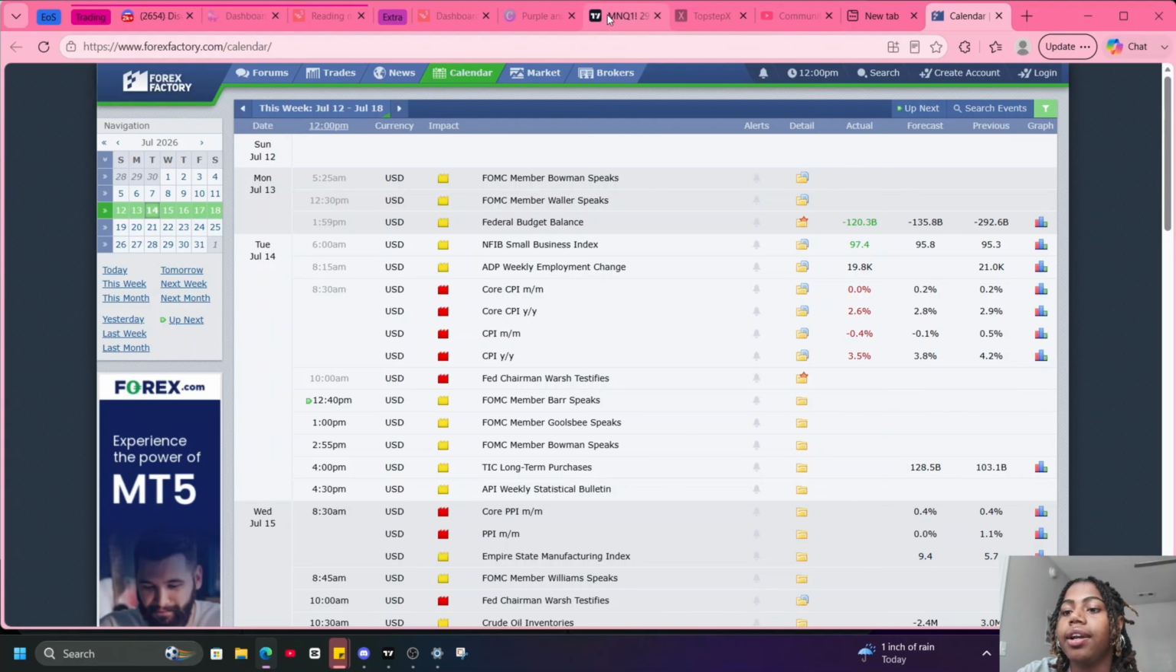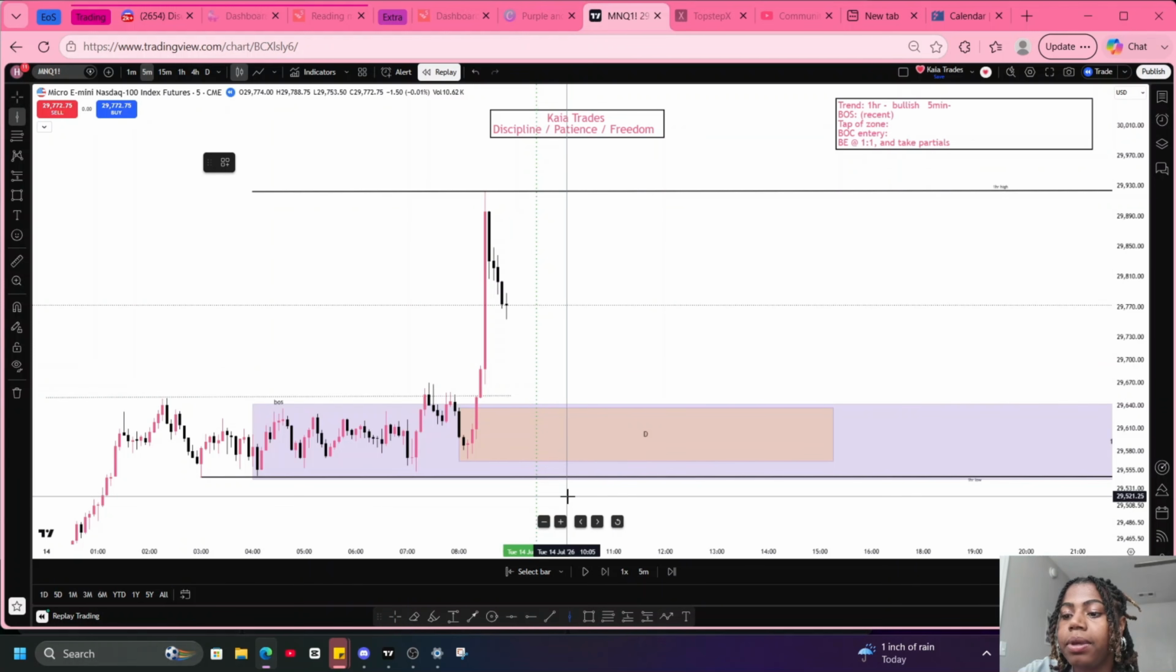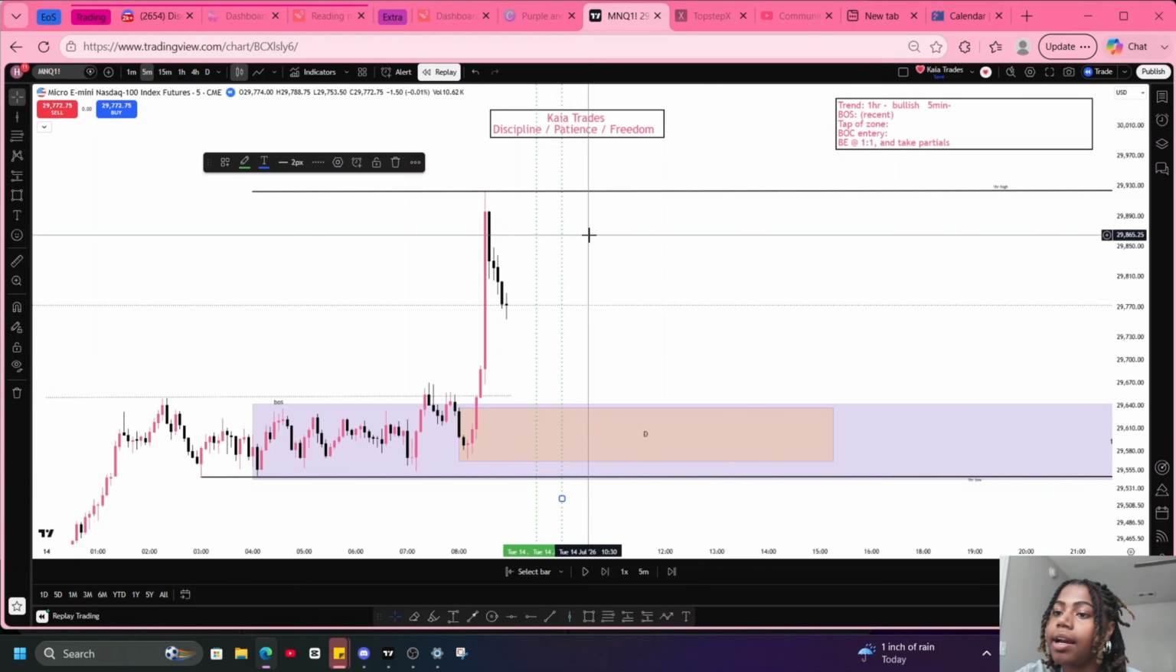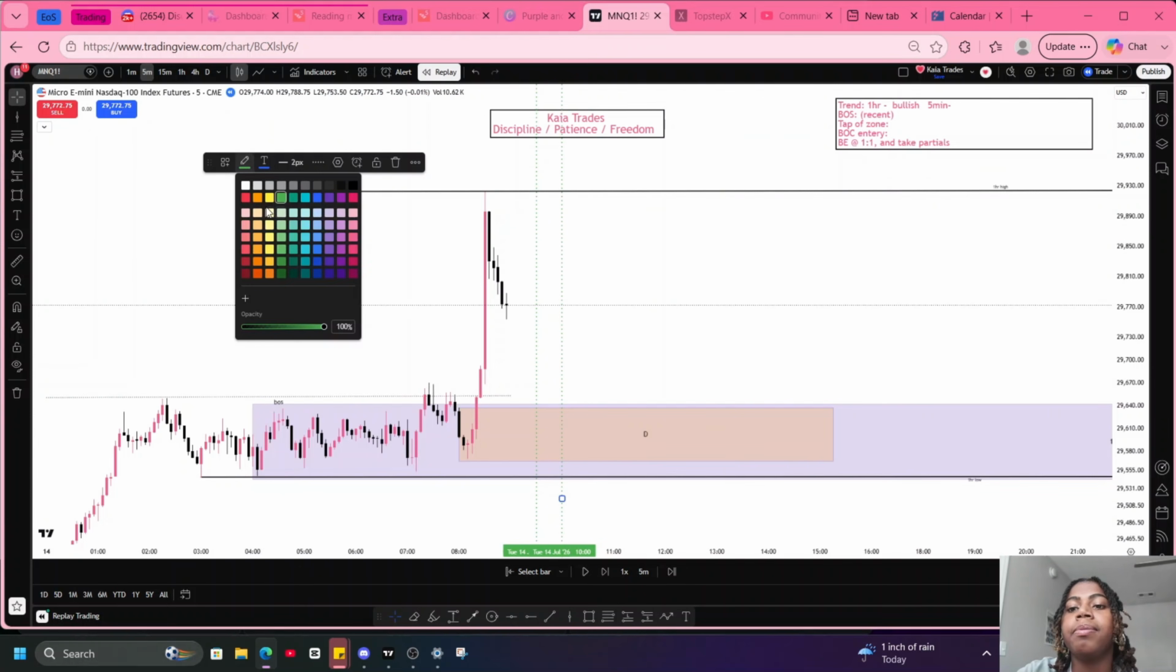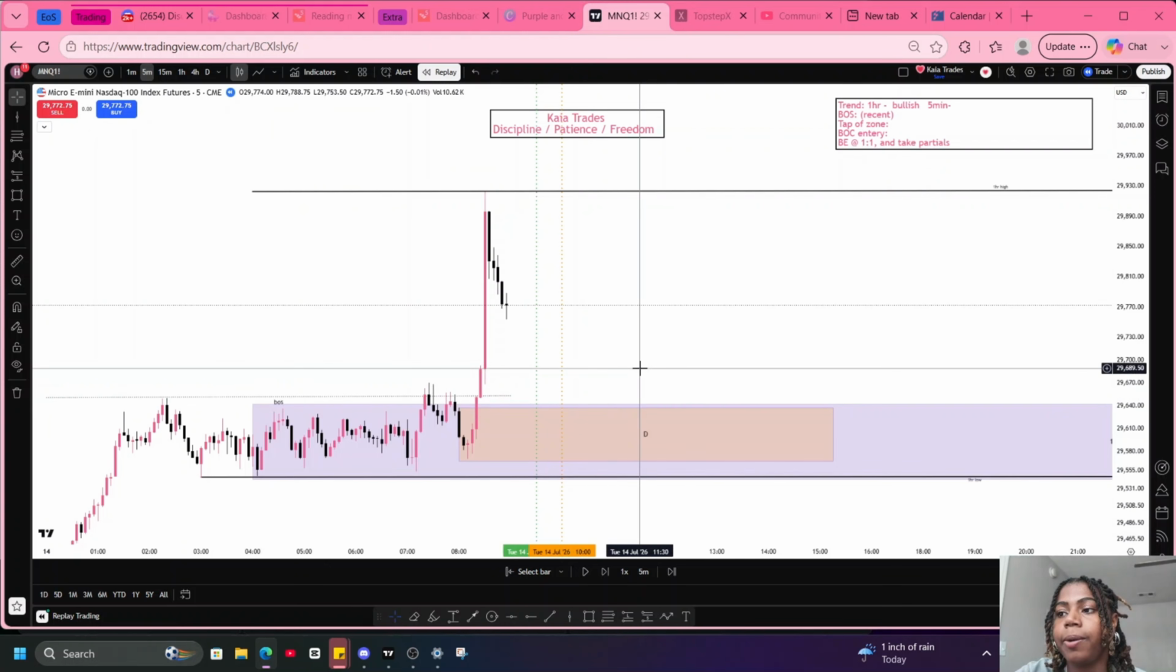So I'm going to go ahead and go to my chart. I marked out the 9:30 open. I'm going to mark out 10 o'clock just so I can be aware that maybe I don't want to take the trade right then, or maybe I want to take it after, or maybe I want to take it before and see it push to wherever my take profit is, right?